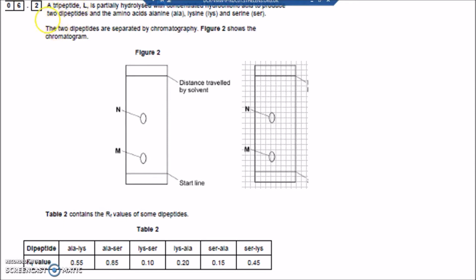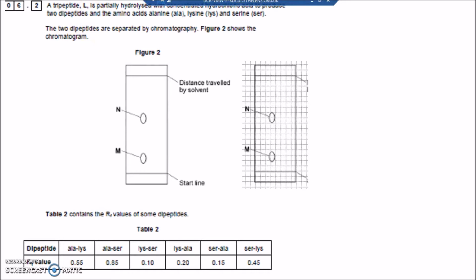Tripeptide L. So for question 6.2, a tripeptide L is partially hydrolyzed. So tripeptide means it's got 3 amino acids. Partially hydrolyzed means that it's been broken into pairs, so it's been broken into 2s. Hydrolyzed is a reaction with water and usually dilute acid or dilute base. In this case it says it's concentrated hydrochloric acid. And it produces 2 dipeptides, so 2 amino acids joined together.